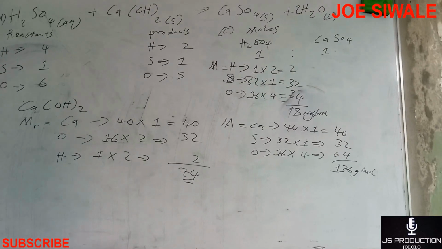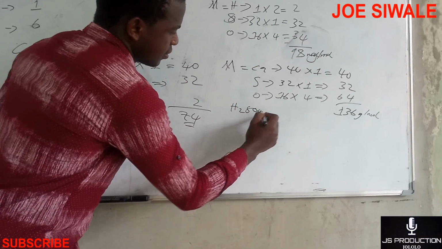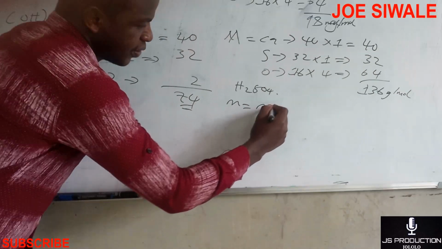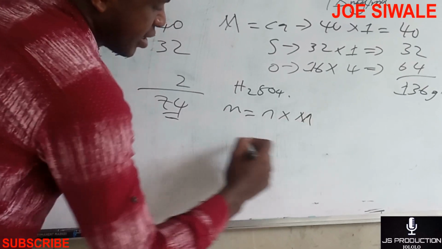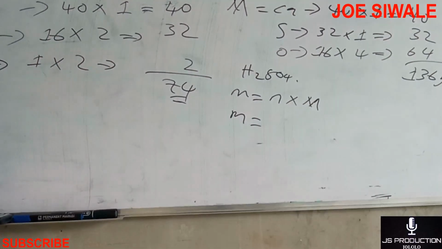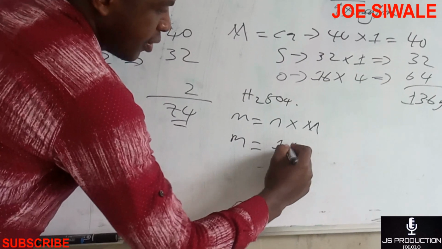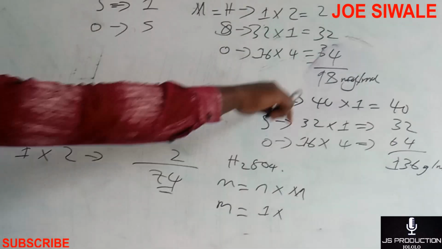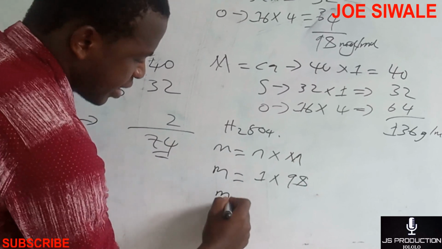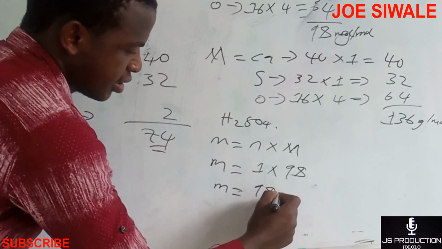After I've done that, I can calculate the mass of sulfuric acid and the mass of calcium sulfate. So the mass of sulfuric acid, I would say mass is equal to number of moles multiplied by the molar mass. So my mass is equal to the number of moles of sulfuric acid. I know that it's 1. So 1 multiplied by the molar mass, which is 98 gram per mole. So my mass of sulfuric acid is 98 grams.